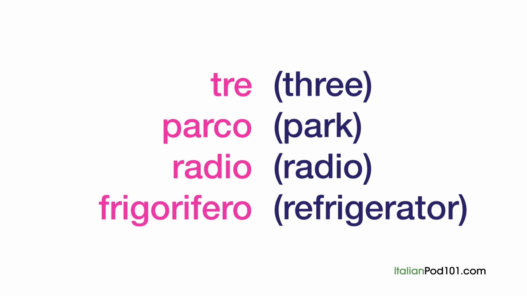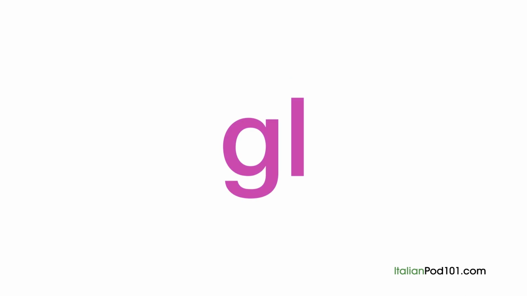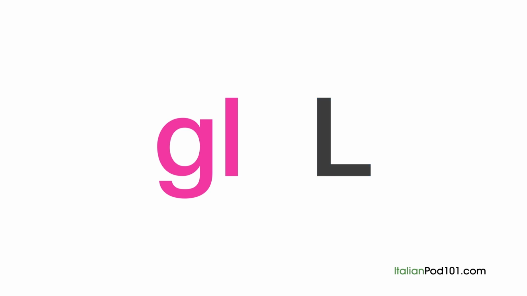We'll learn more about this sound in Lesson 7. Number 4. Mispronouncing the G and L sounds together. This is another sound that's difficult for Italian learners to pronounce. Gli. It's a peculiar sound because it sounds somewhat like an English L, but not exactly.